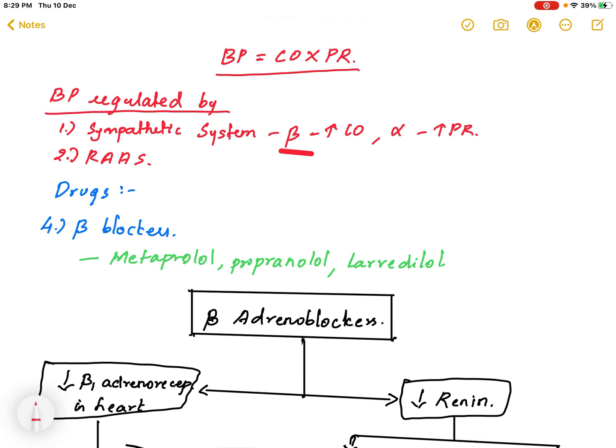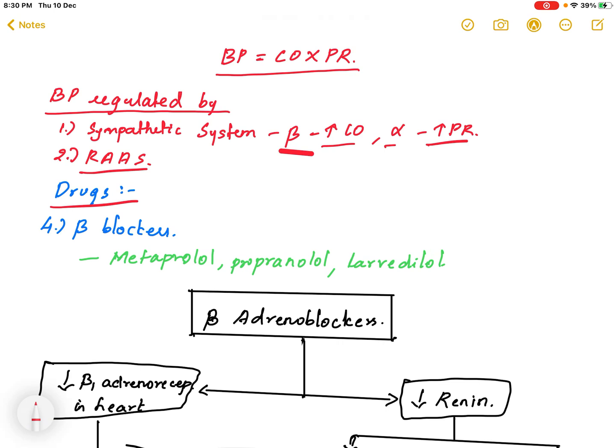That is, the blood pressure is regulated by the sympathetic system, where the beta receptors would increase the cardiac output and alpha receptors would increase the peripheral resistance. And the blood pressure is also regulated by the RAS system. Okay, now we look at the other drugs which we can use in the treatment of hypertension.